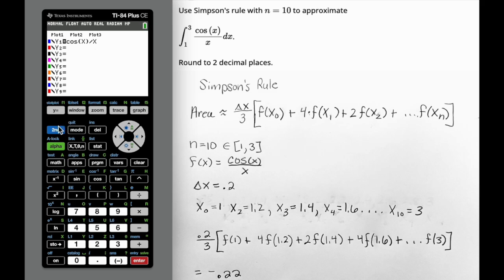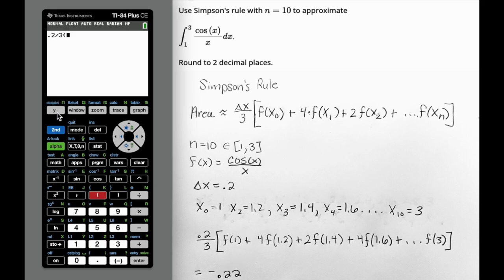Now I can go back to the home screen and I can start entering these values. Take your time. This is kind of a lengthy arithmetic problem, so just take your time. So I'm going to start off with 0.2 divided by 3, and in parentheses, I'm going to put all of my function values. So my first function value would be f of 1.